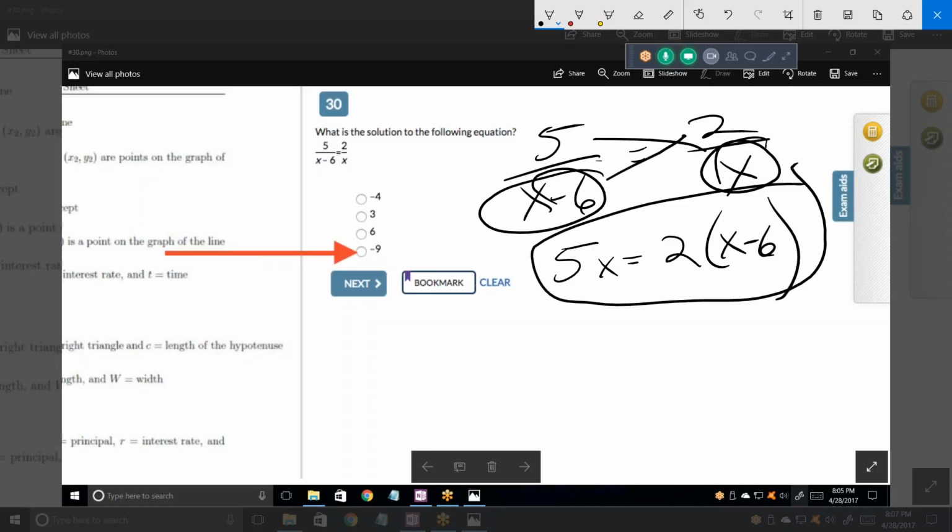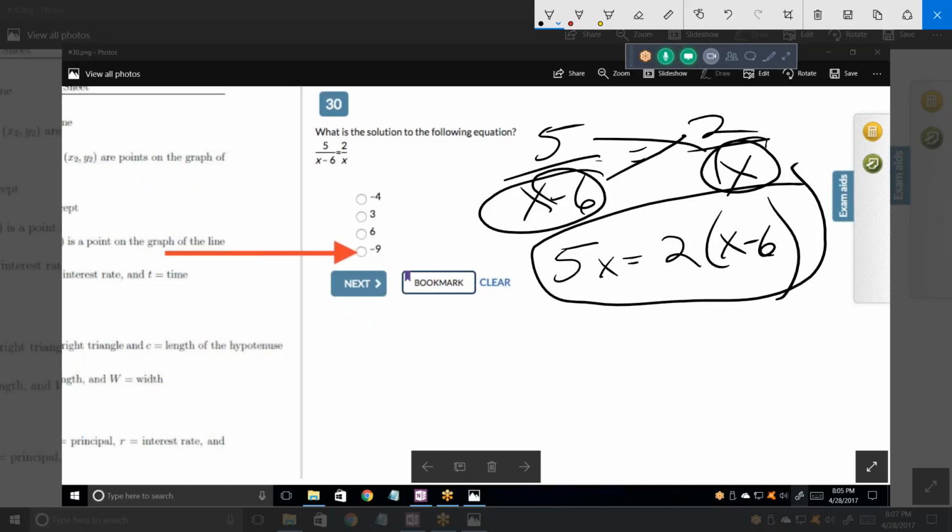So, if you are familiar with the concept of cross multiplying, you can do it here. You don't have to view it that way. You can choose to do it in two steps. Multiply both sides by x, multiply both sides by x minus 6. That's going to get rid of the denominators also.